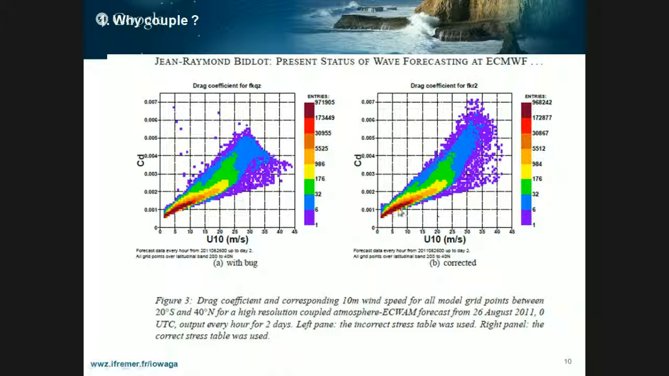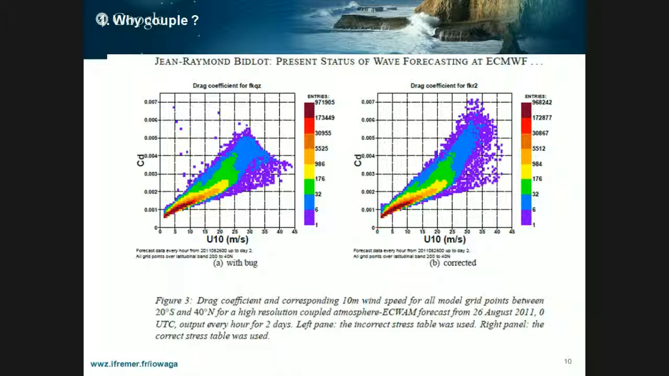Because they really go, at 25 meters per second, up to 5 times 10 to the minus 3, which is much higher than any observation. So there's a big debate on whether this is realistic or not. It seems that it's giving a better atmospheric forecast.